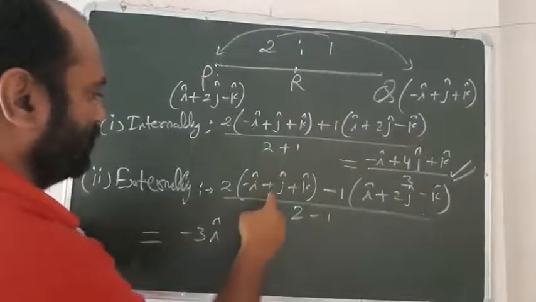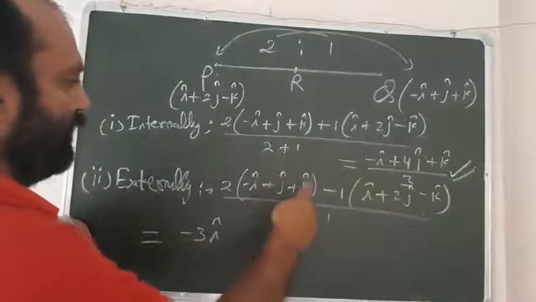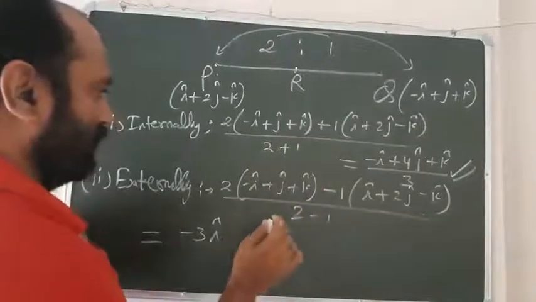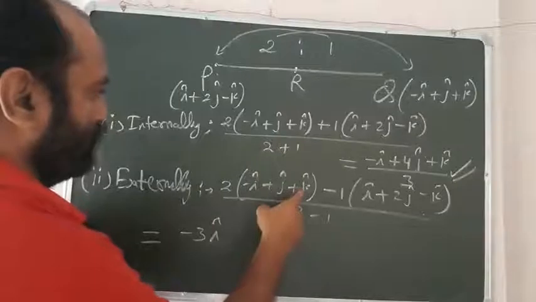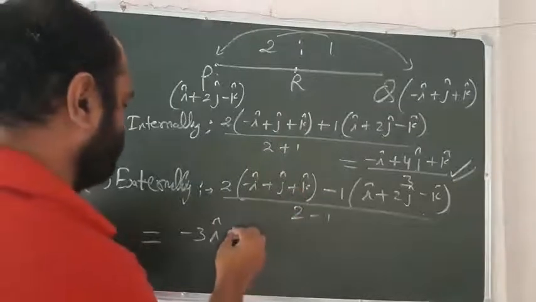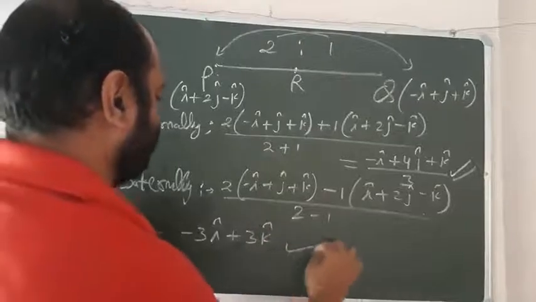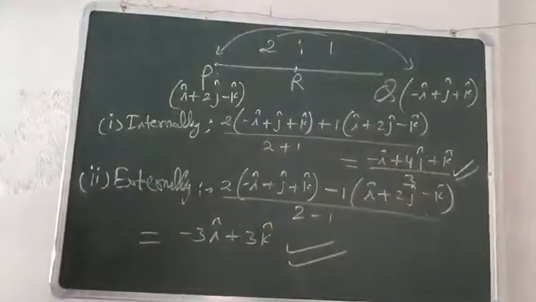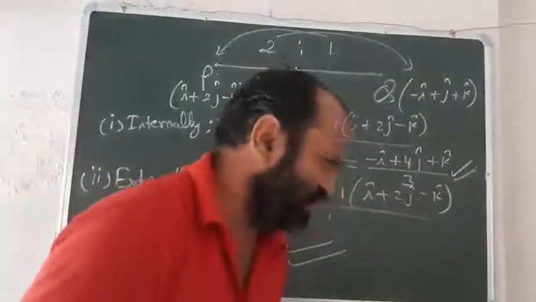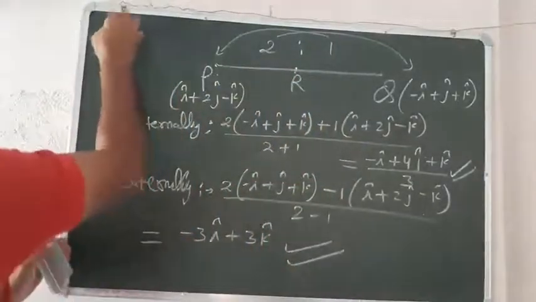So we can say this is 2j cap minus 2j cap, one cancels. Then it is 2k cap plus k cap, that is plus 3k cap. So this is the right answer for the second part of this question. This was question number 15, beta.